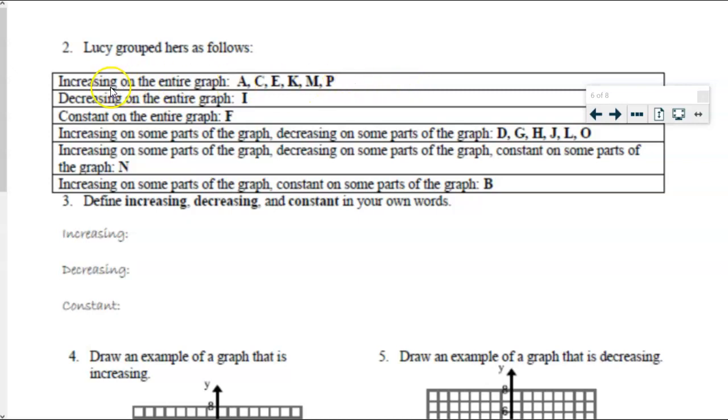A, C, E, K, M, P, Lucy labeled those increasing on the entire graph. Think about that. What do you think increasing on the entire graph means based on that description? Good, I see a hand. Now find I, because Lucy labeled I as decreasing on the entire graph. Maybe that helps to solidify increasing and decreasing. Turn and talk to your groups. What do you think increasing and decreasing means?